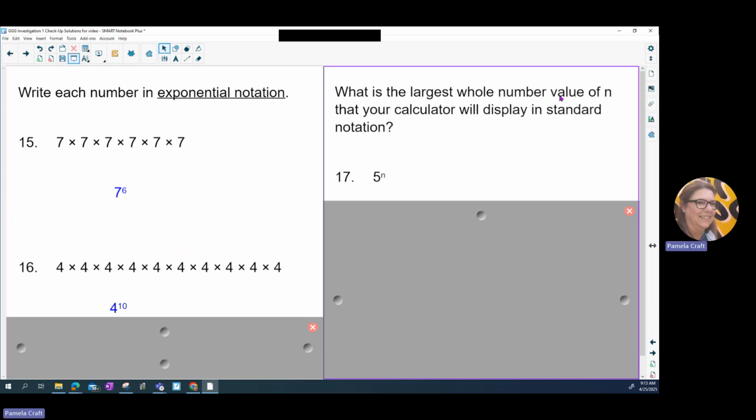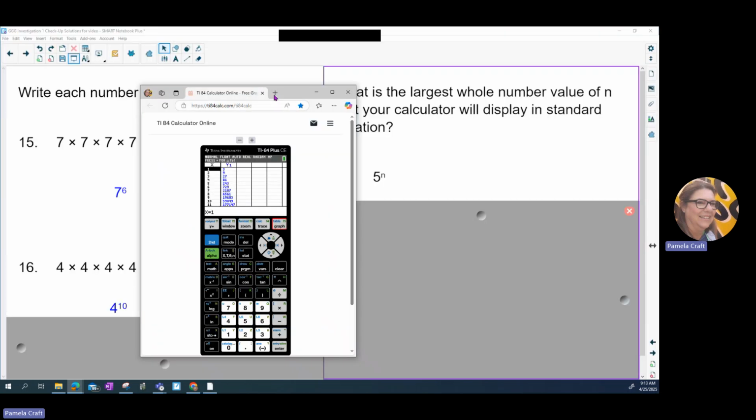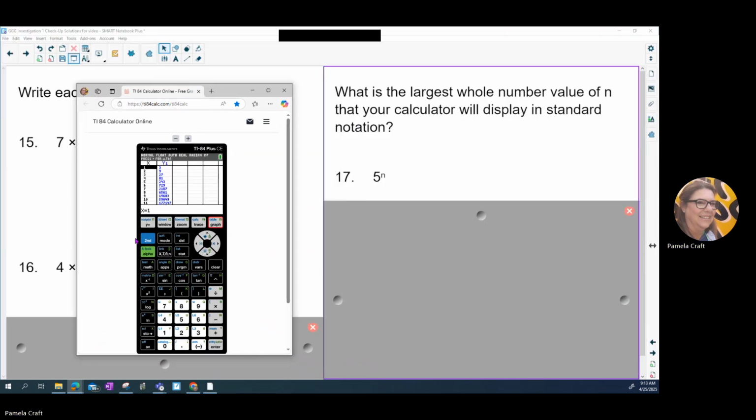17, what is the largest whole number value of n that your calculator will display in standard notation? So we don't want to use our table for this one. We want to go out to the regular screen of our calculator. So I'm going to hit second and quit. And I'm going to put in 5 raised to the power of, and then I'm just going to guess and check. You want to get to scientific notation and then go back 1, basically. So I'm going to guess 10.